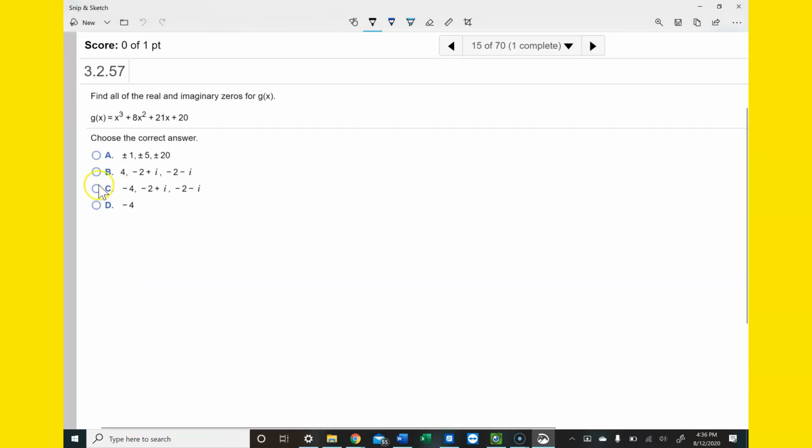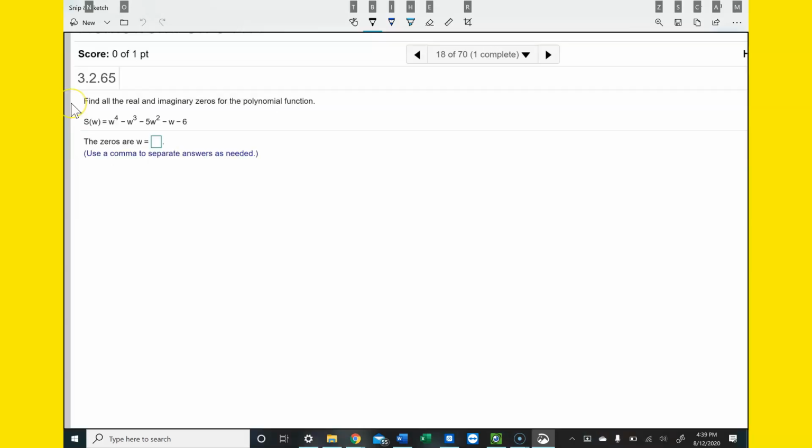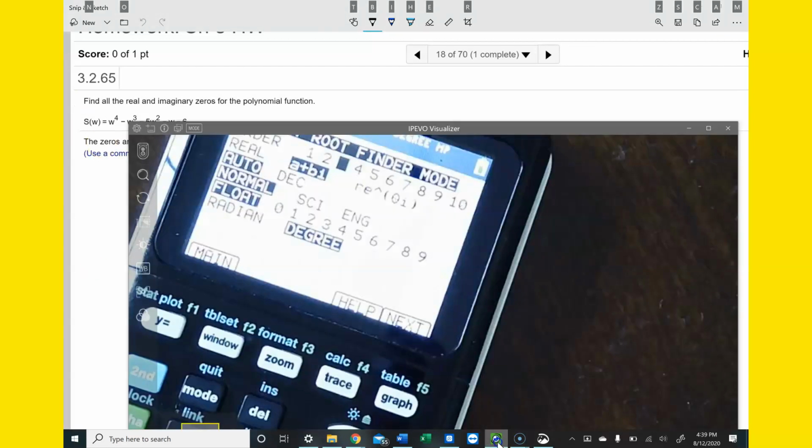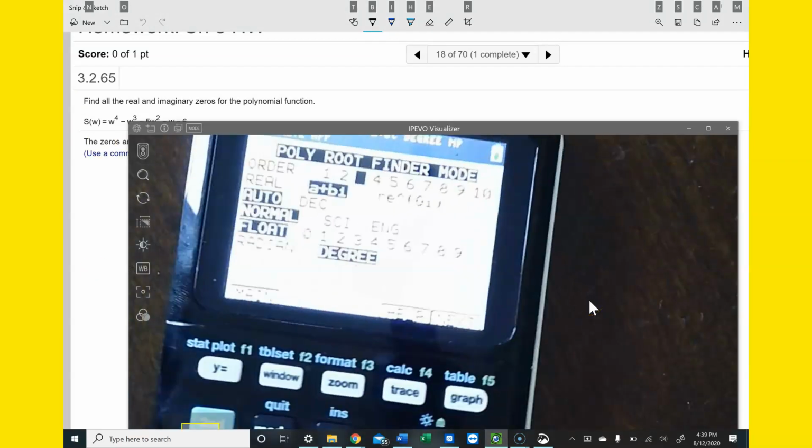So that's a quick way to do some problems. Negative 4 and negative 2 plus or minus i. Choice C would be the right answer there. All right, I went ahead on to number 18. Some of the others before that were just repeated concepts that we've already done. This one's got a little higher degree, w to the 4th. So let's go to the app and see what happens when we type it in.